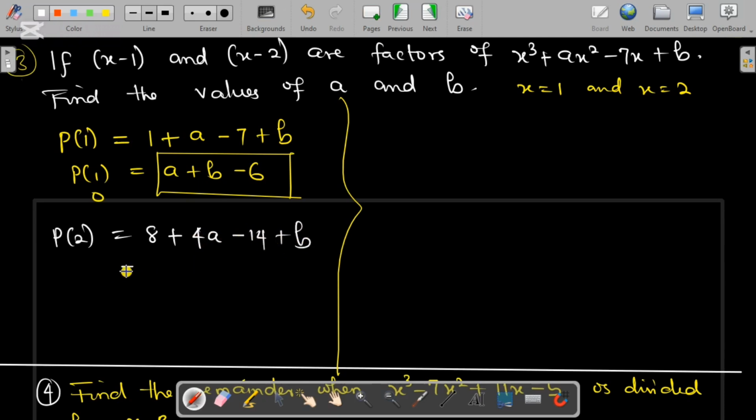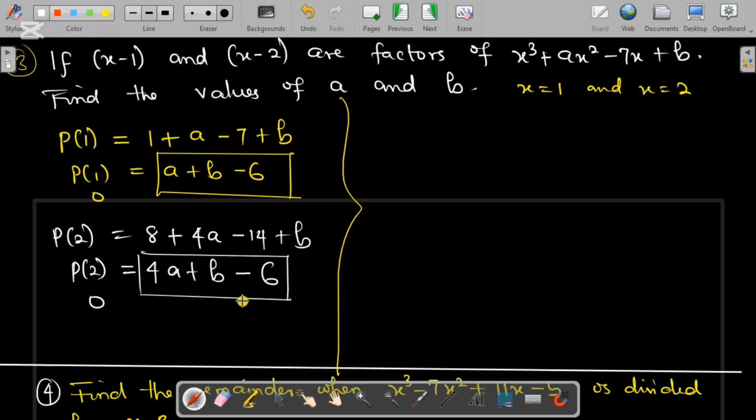And so our p of 2 is going to be 4a plus b, then 8 minus 14 is minus 6. Recall that this is our p of 2, and p of 2 is also 0, and that's actually what they want us to get. So this will fill the blank space there. And then from here you can now form two simultaneous equations, which you are going to get a plus b. Of course, this is 1 and this is 2.